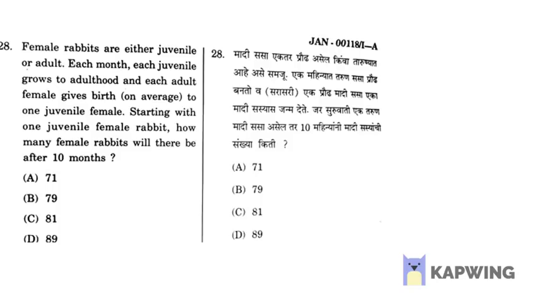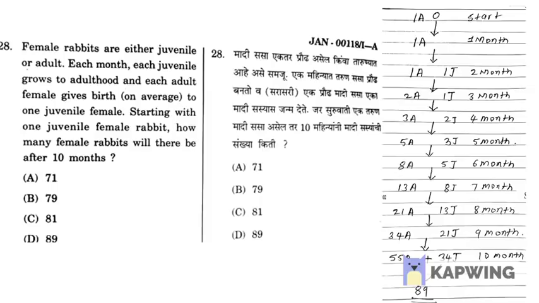This is the way I have solved it. The correct answer here is D, that is 89. Now how I solved it, if you can see it on the screen. I started with 1J, and it grows to one adult after 1 month, and after that you can follow the sequence which I wrote there. So that is the sequence, and finally after 10 months you come to the answer 89.